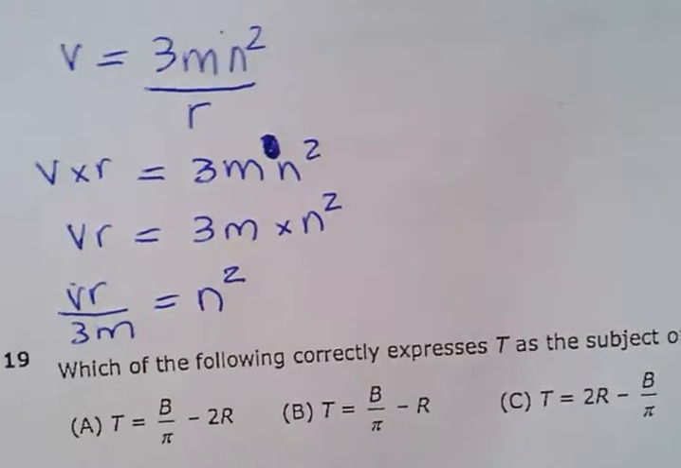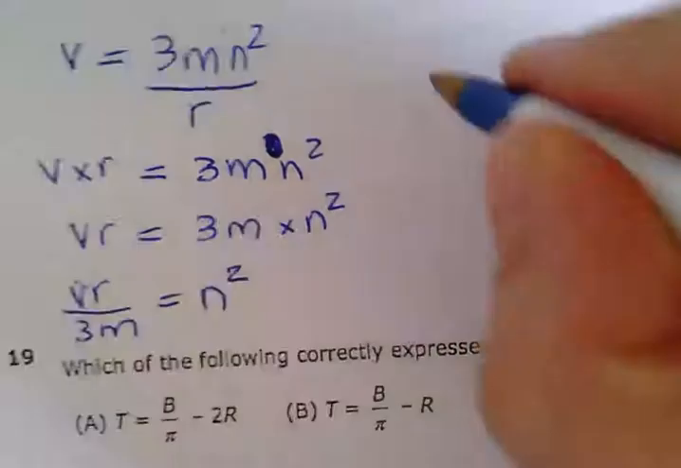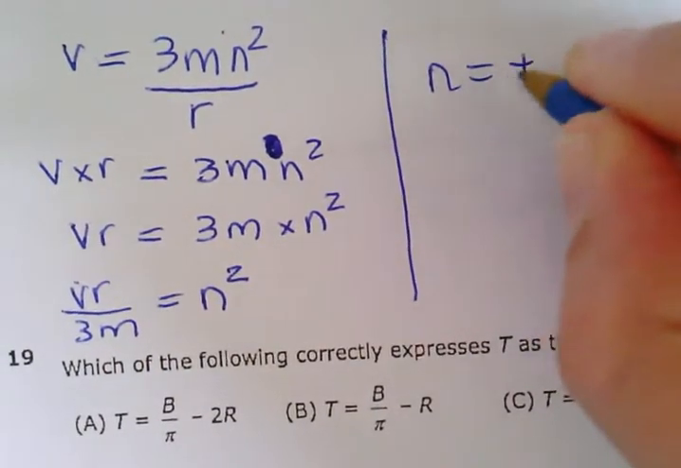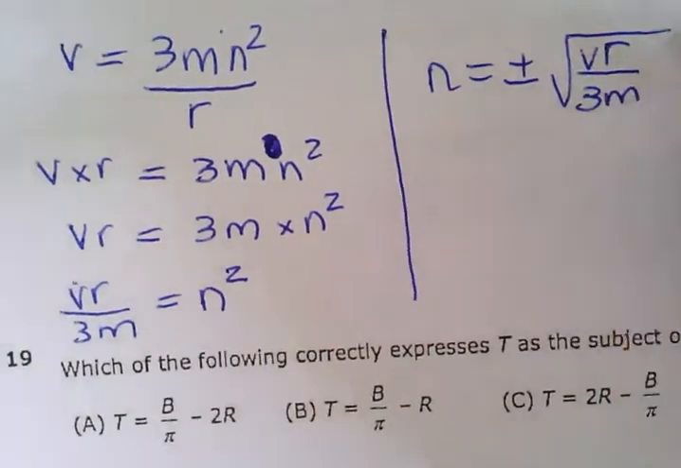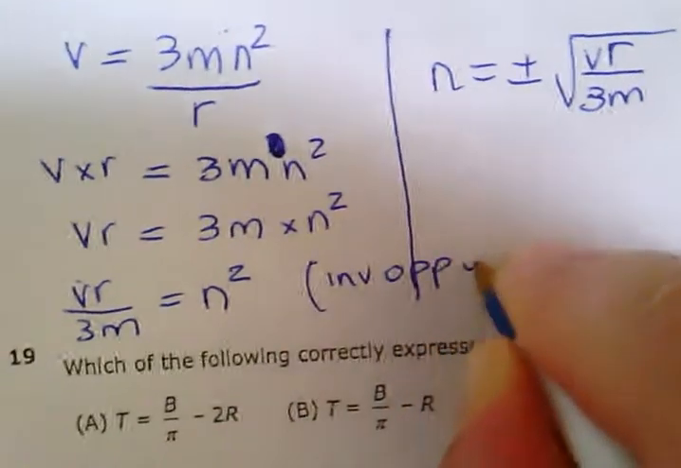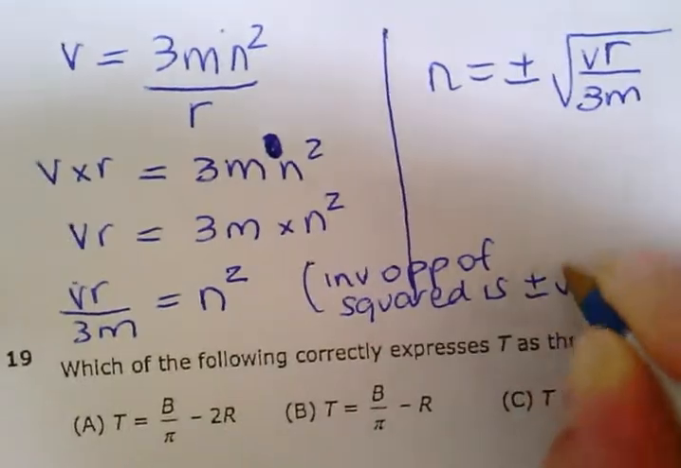Now I'm up to my last step. n squared is VR over 3m. My last operation is to undo the squared, but the inverse operation of squared is plus or minus square root. But you're lucky, it's got it in the answers anyway. So therefore n is plus or minus the square root of VR over 3m.